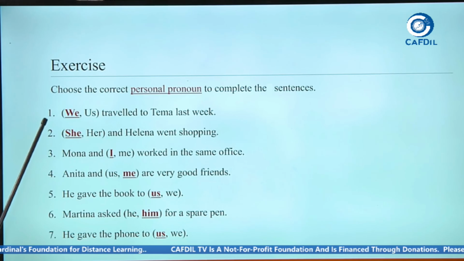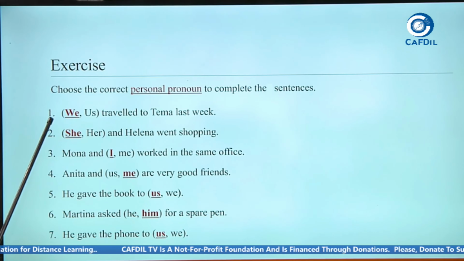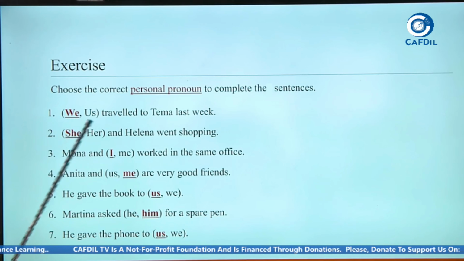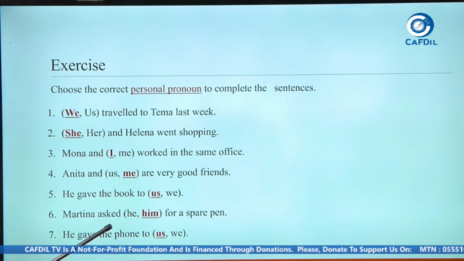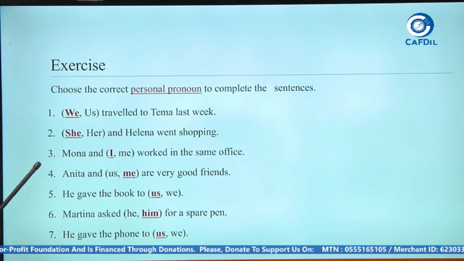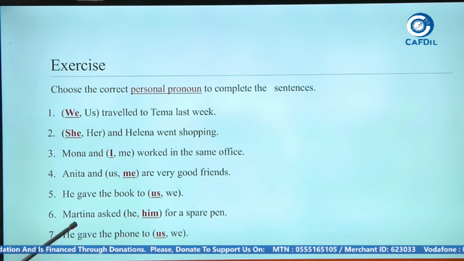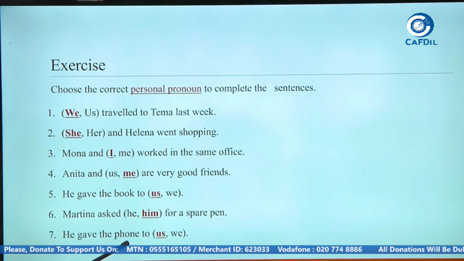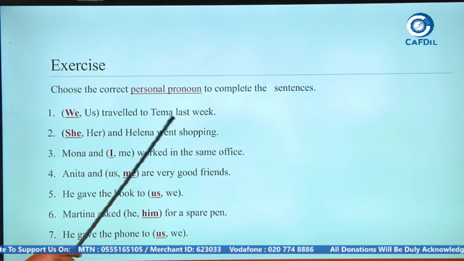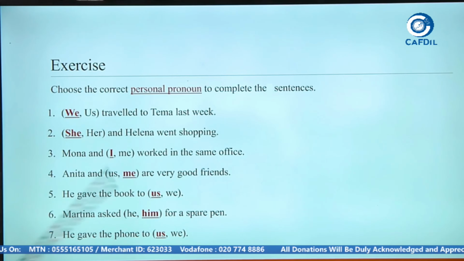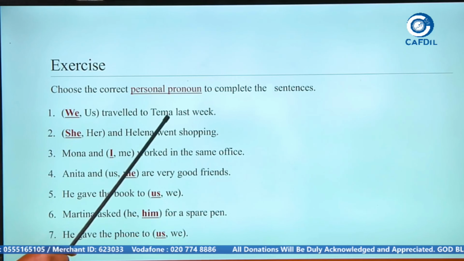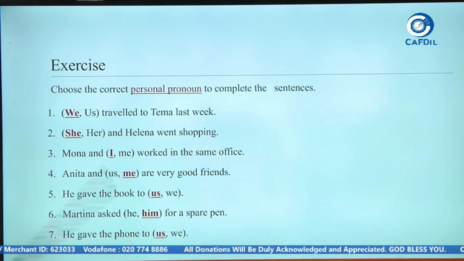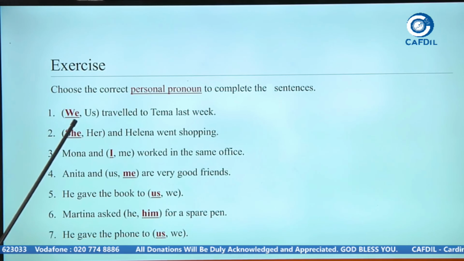The first, number 1, in the bracket we have we and us. What do you think will be the right subject pronoun to be used or personal pronouns to be used? We. Let's read the sentence and see. We traveled to Tema last week. So the right pronoun used is we.